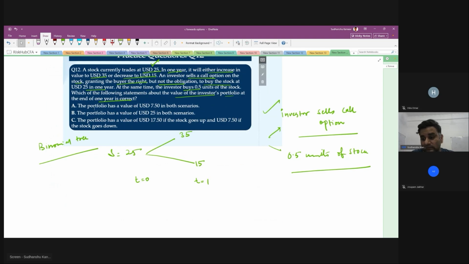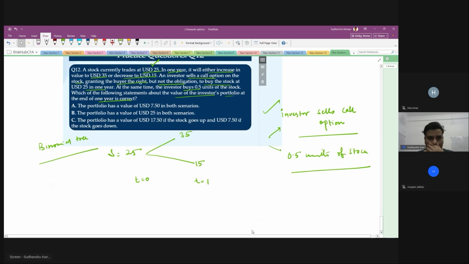The investor is selling the call option, and the investor is buying the stock, right? So he's buying the stock and selling the call option. Now the question is what price he's buying and selling at. So let's look at that.